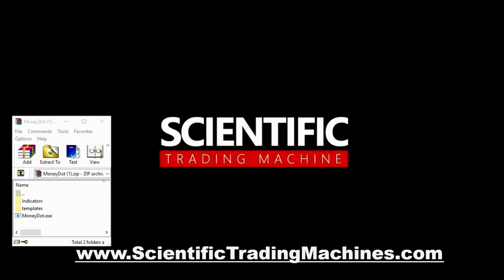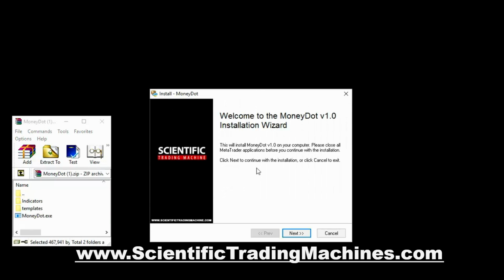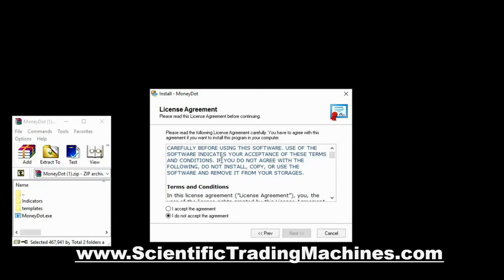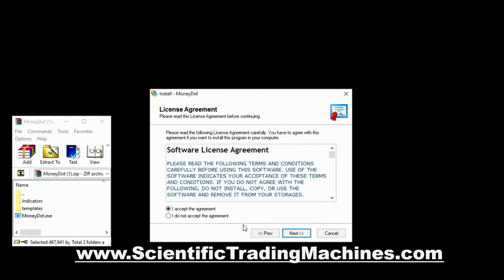Okay, now let's get moving and let's talk about the system itself. Okay, traders, now we are on my screen. So the first thing is that we need to install the MoneyDot system. It's easy. Once you download it and open it, you have the moneydot.exe. You just double click, hit run, and you will automatically see our auto installer. First, hit the next button, then read the license agreement and accept it.